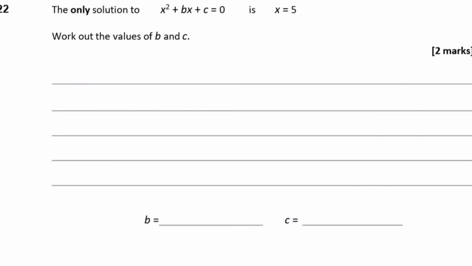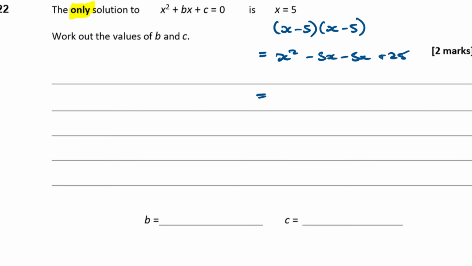Question 22. The only solution to x squared plus bx plus c equals 0 is x equals 5. Work out the values of b and c. Again, look, they've bolded this: the only solution. That means it's a repeated root. So if one solution is x equals 5, then one of the factors is going to be x minus 5, and if it's a repeated root, it's going to be x minus 5 again. So you're going to have two solutions in the same place, x minus 5, x minus 5. Multiplying out those brackets, that's x squared minus 5x minus 5x plus 25. In other words, I'm going to get x squared minus 10x plus 25.